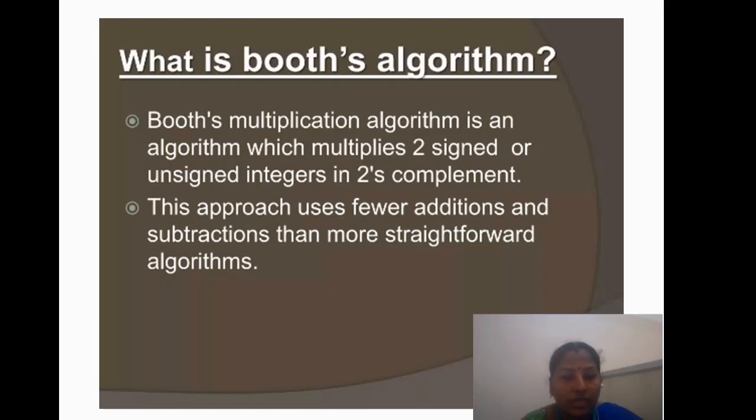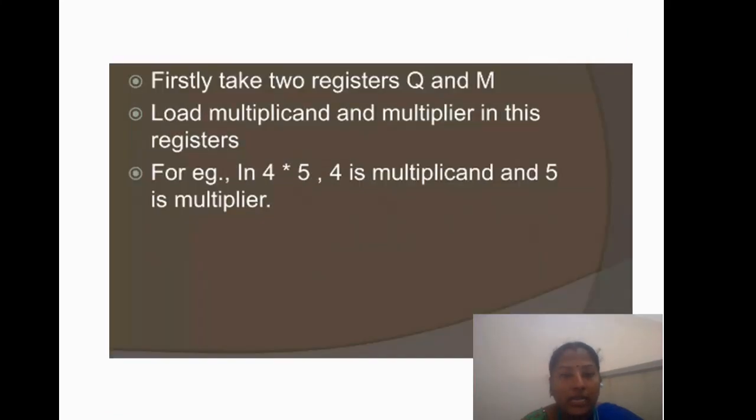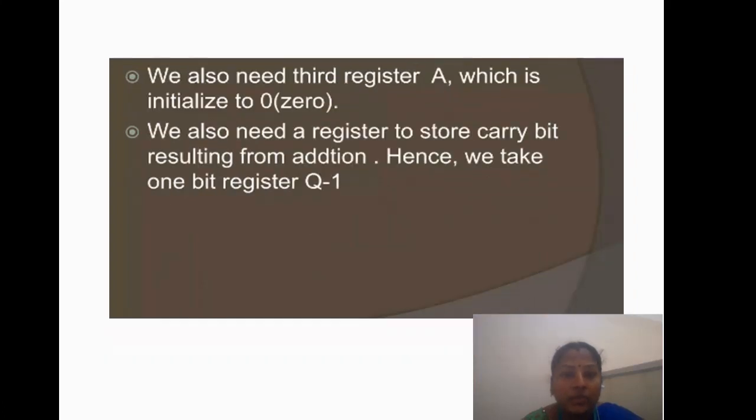Okay, so for this you can use it for multiplication. You will be applying the method of addition and subtraction algorithm. Here you will be using two registers. One is Q, another one is M, where Q is represented as the multiplicand and M is represented as the multiplier. For example, if you are having 4 times 5, then 4 is the multiplicand and 5 is the multiplier. So here, initially you will be setting the registers.